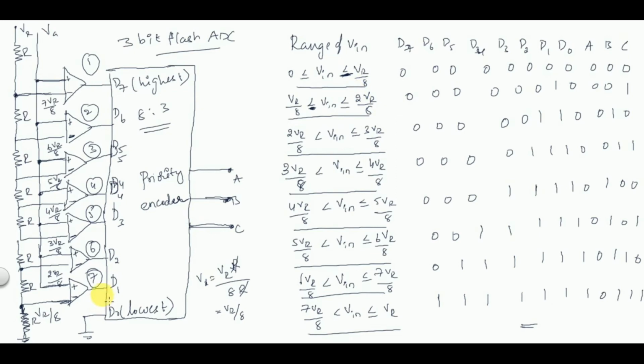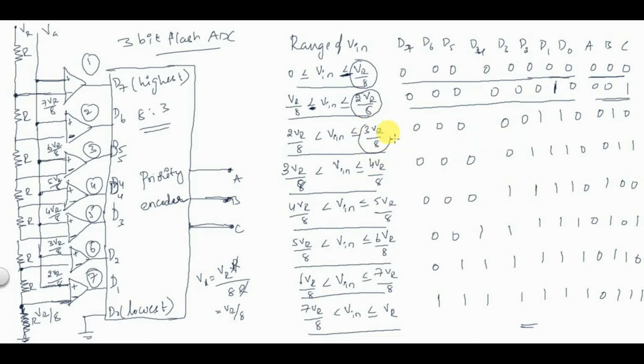For the first range, because the input voltage maximum value is VR by 8, V in is also VR by 8. So the output of all comparators is going to be 0. So the output is 0, 0, 0. Since for the second range, 2 VR by 8, the output of the first comparator is going to be 1 and all the remaining comparators are going to be 0, similar to the case which we have seen in the 2-bit flash ADC. The corresponding output is 0, 0, 1.